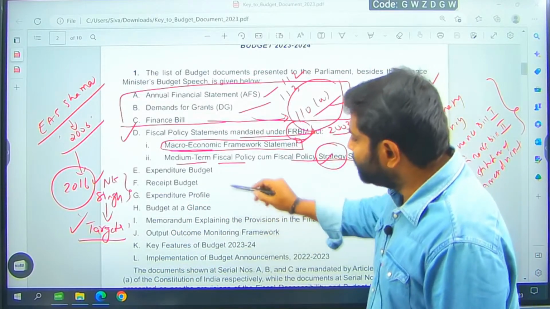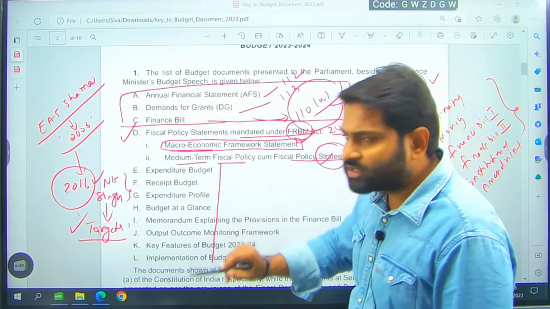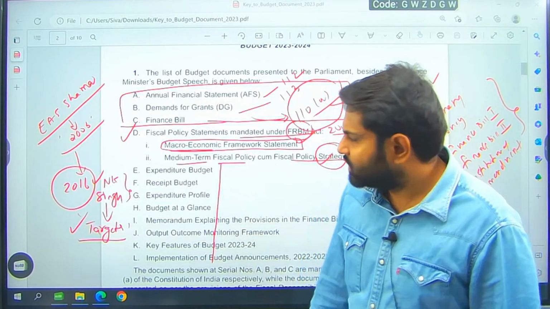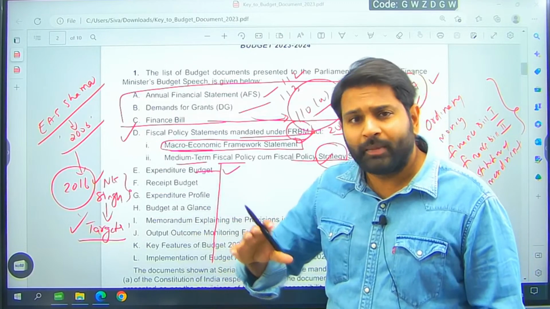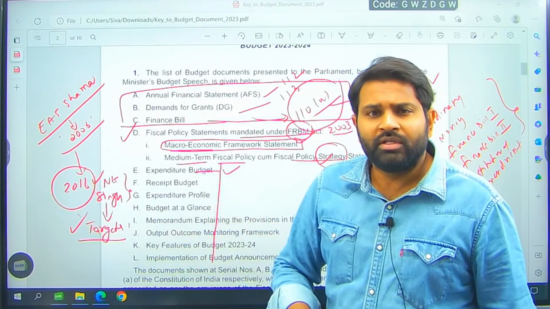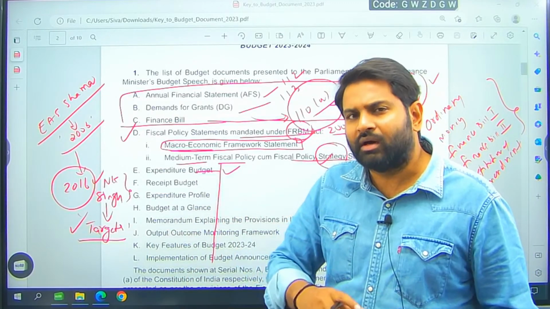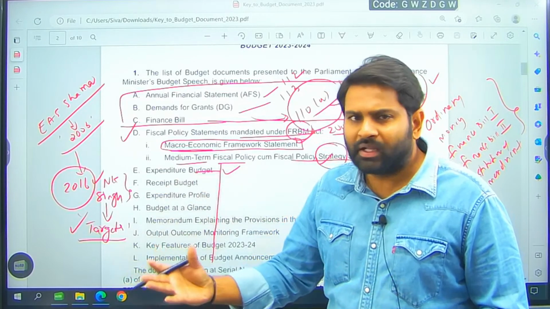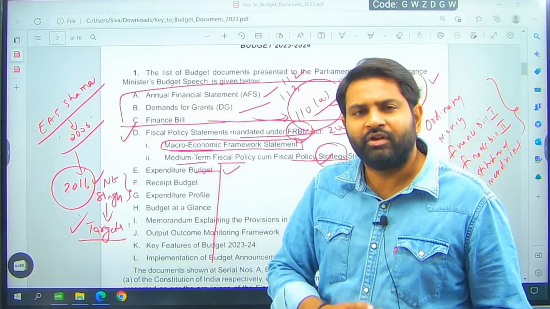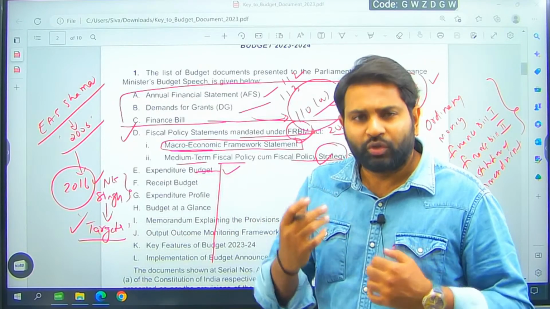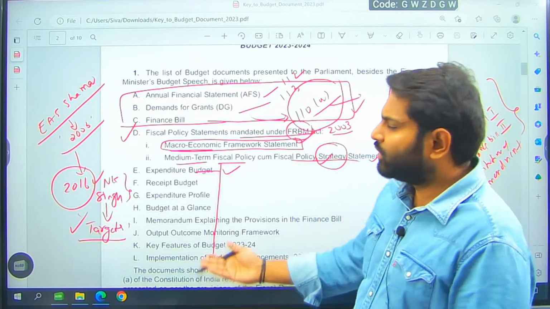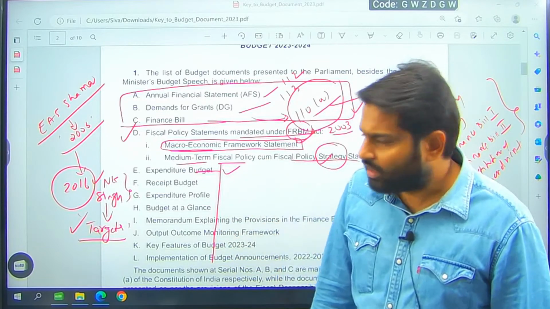Apart from that, these are all explanatory documents which we read yesterday. Expenditure budget, only the expenditure part. There are two types of expenditures: revenue budget and capital budget. From the revenue budget, revenue expenditure is there. From the capital budget, capital expenditure is there. For those students who don't have clarity about that, today I will take up those things, right?